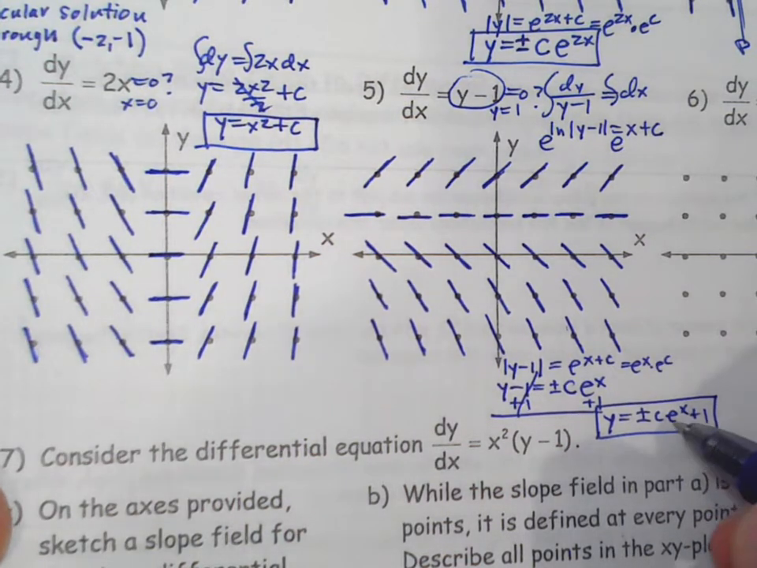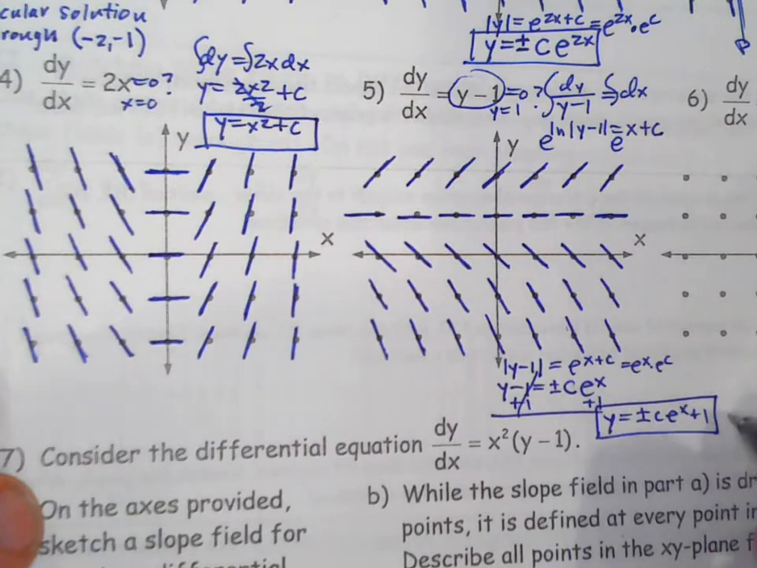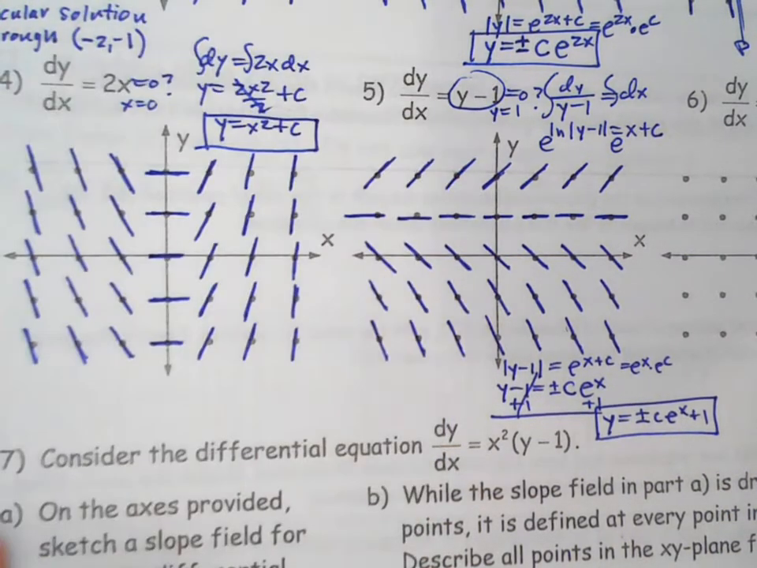It's an exponential, up or down, steeper or less steep. Shift it up 1 no matter what. Makes sense with the graph, right?